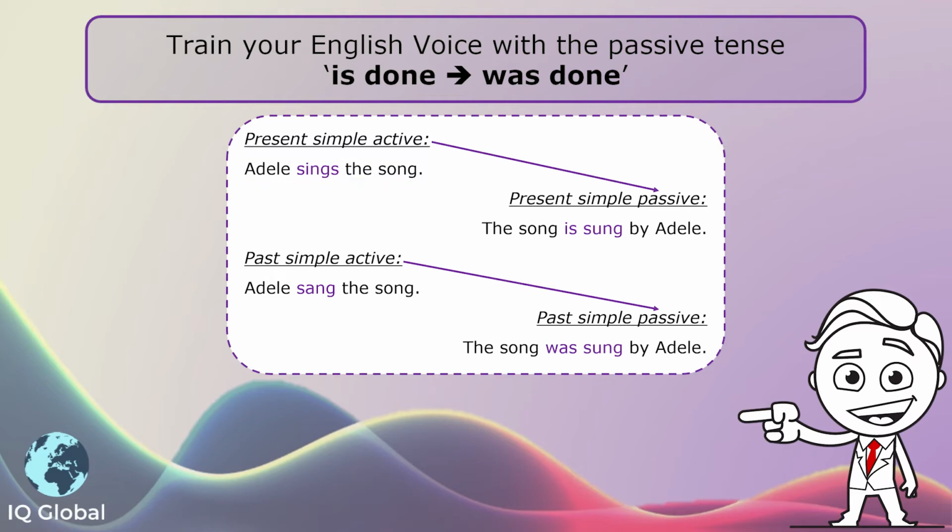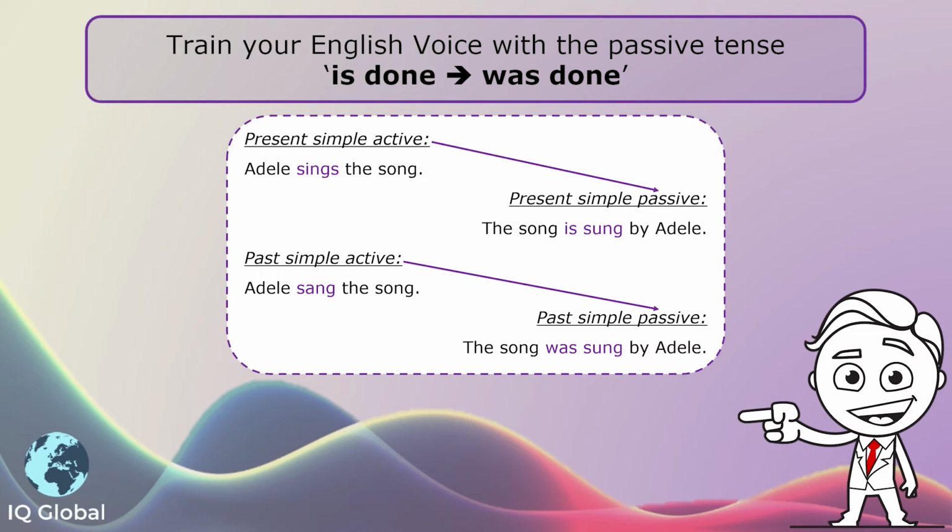We see the subject will be the song as it comes after the verb sings. We see it's the present tense, so we will use is or are plus past participle, and the sentence becomes the song is sung by Adele.